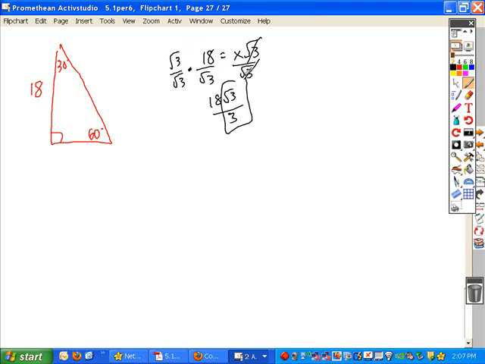So you're going to do a very similar thing that we did with the 45, 45, 90. The pattern for finding the side opposite 30 degrees, if you're given the longer leg, the leg opposite 60 degrees, is you take that leg, divide it by 3, multiply by root 3. So 18 divided by 3 is 6 times root 3 gives you your length opposite 30 degrees, and that means your hypotenuse would then be double that, or 12 root 3.